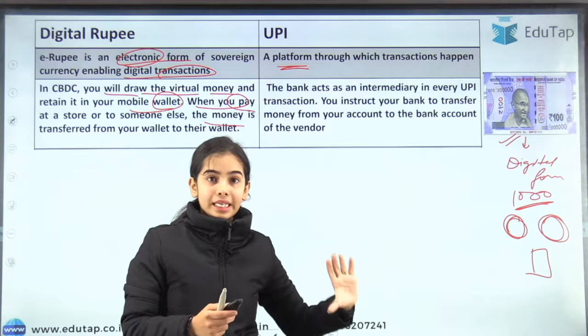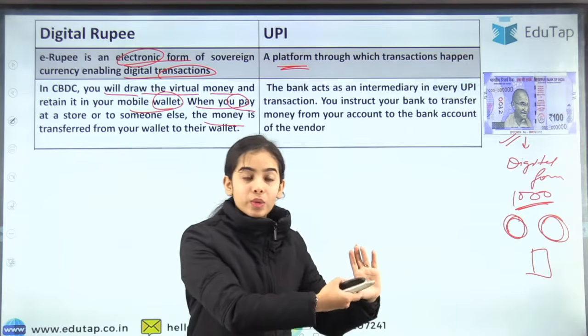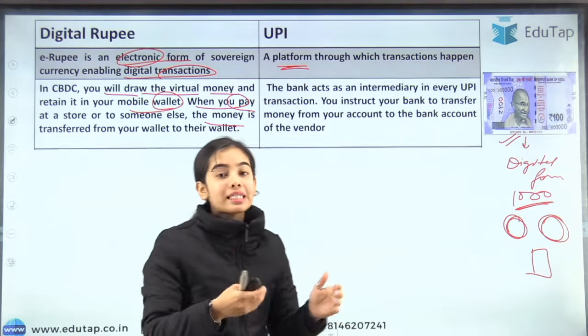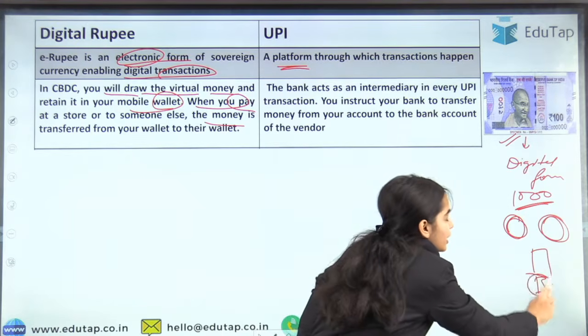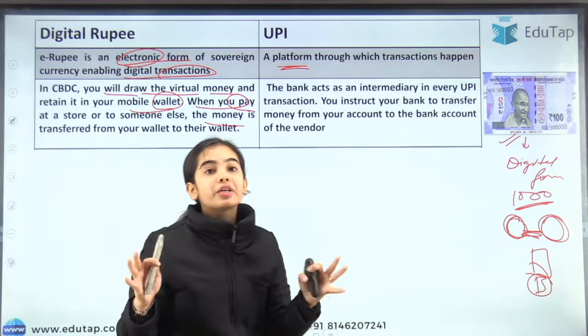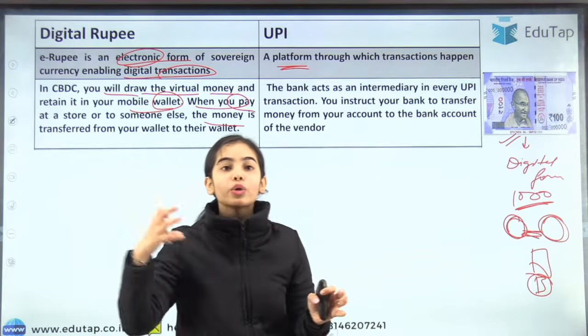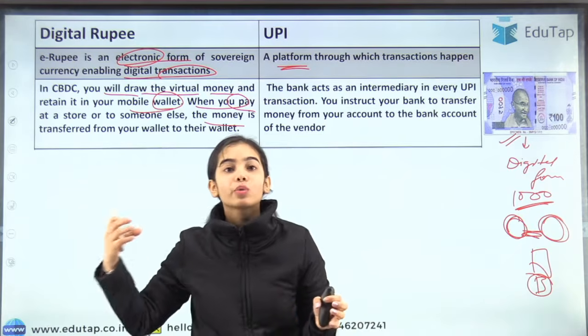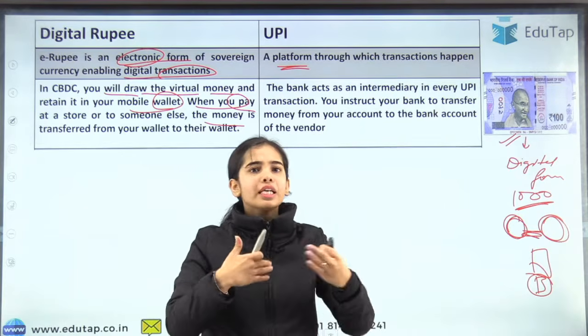So the bank is the intermediary. The bank will accept my request, then the bank will send the money to the other bank account. So you can understand that here the bank is the intermediary, while in the digital rupee there is no intermediary that is required. We are taking out the money like we take out money from the ATM. Similarly, we can take out the digital money and transfer it between ourselves.